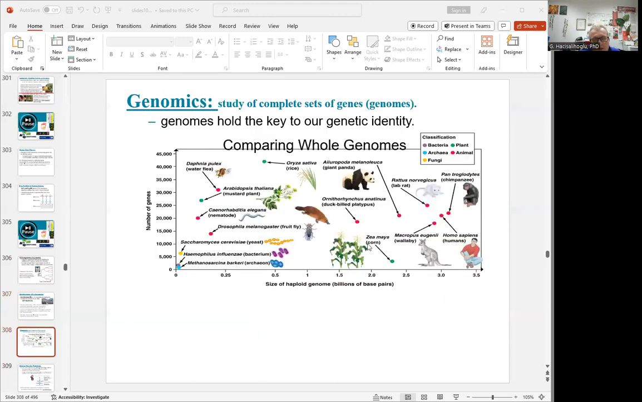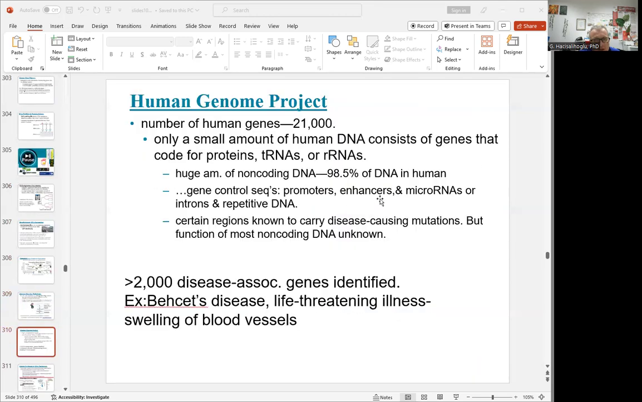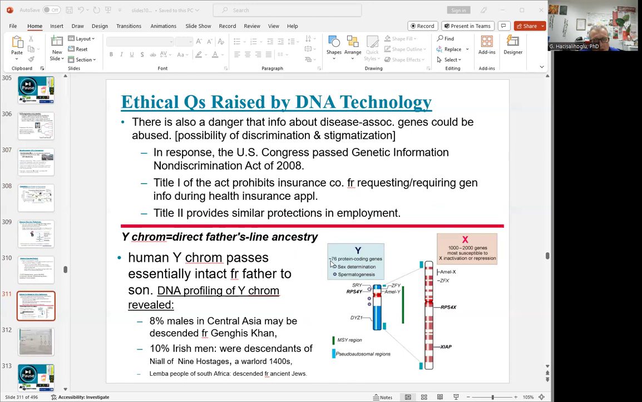Genomics has been around a long time. As you see here, for many organisms we already know the complete genomes. There is a little information here about the Y chromosome, which has specific genes, but one unique thing about the Y chromosome is that it goes from father to son intact, and that helped some studies, like you see here: 8% of the males in Central Asia may be descendants of Genghis Khan. How do we know that? Because of the Y chromosome.